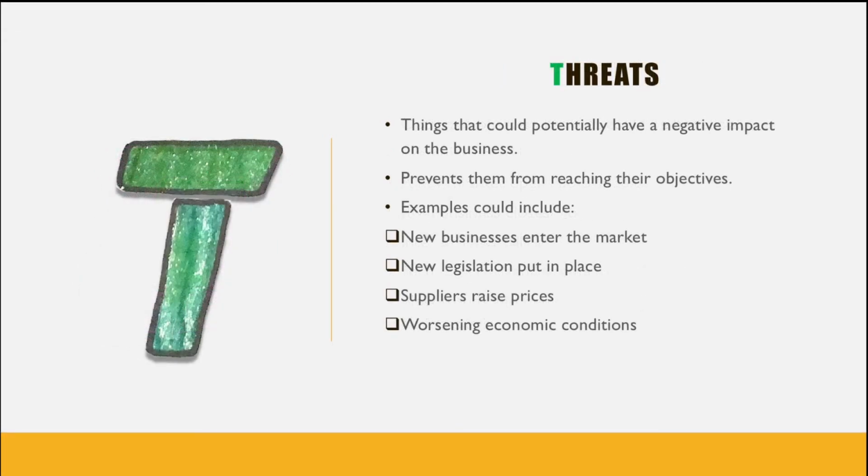Now, the final point, threats. These are the things that could potentially have a negative impact on the business overall. They could prevent them from reaching their objectives, which are crucial. Examples could include new businesses entering the market, new legislation being put in place, suppliers raising their prices, or a worsening in the economic conditions that the business has to operate in. Threats may be mild, or they could be serious, as you can see by the examples.